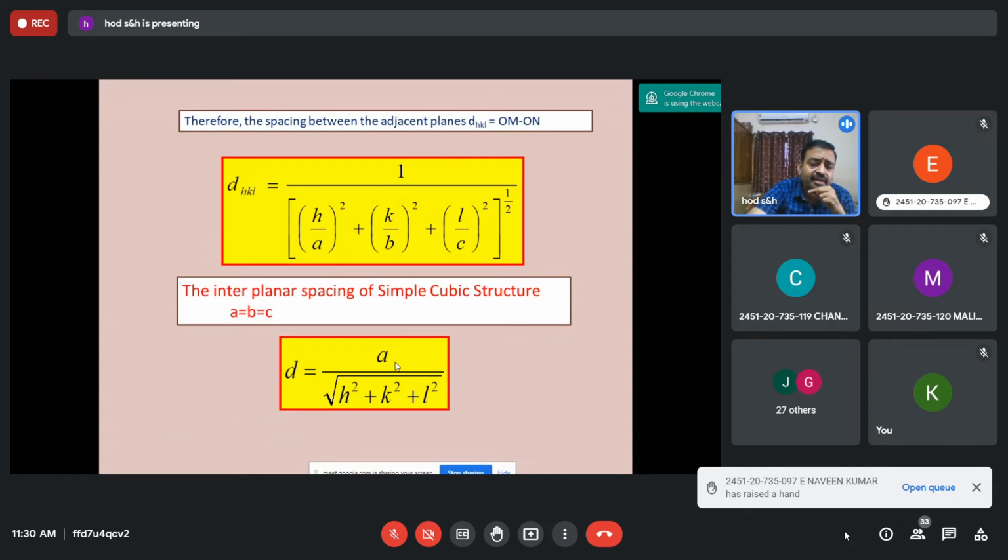Once you calculate a, other lattice parameters can be calculated. So this is the expression for the interplanar spacing of a cubic structure. Suppose you get this question with the diagram, you should explain.